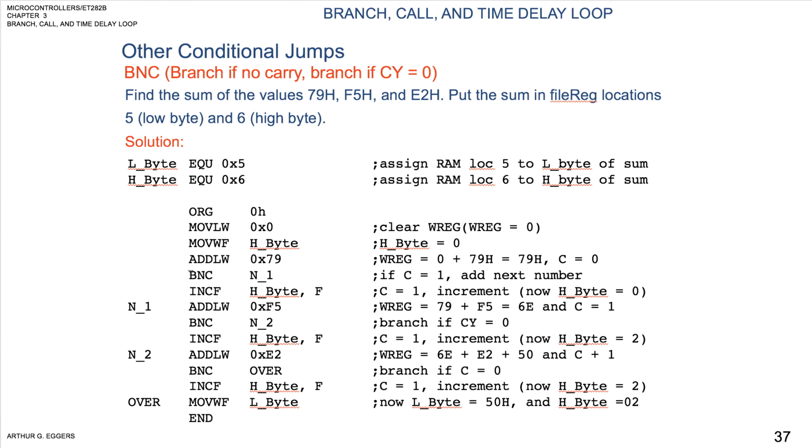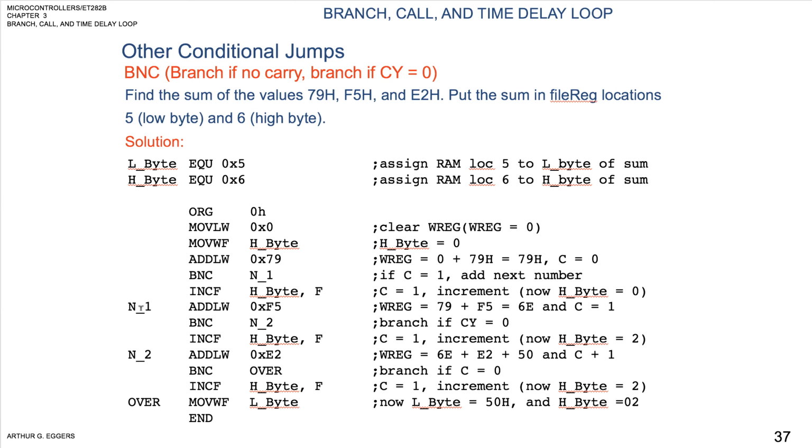Then we're going to branch if C equals 1, to the label N_1. If C equals 1, then we're going to add the next number. An increment command increments the high byte, a file location. So if C is equal to 1, we increment, and now the high byte equals 1. And then we've got labels here, N_1, N_2, and then finally over.